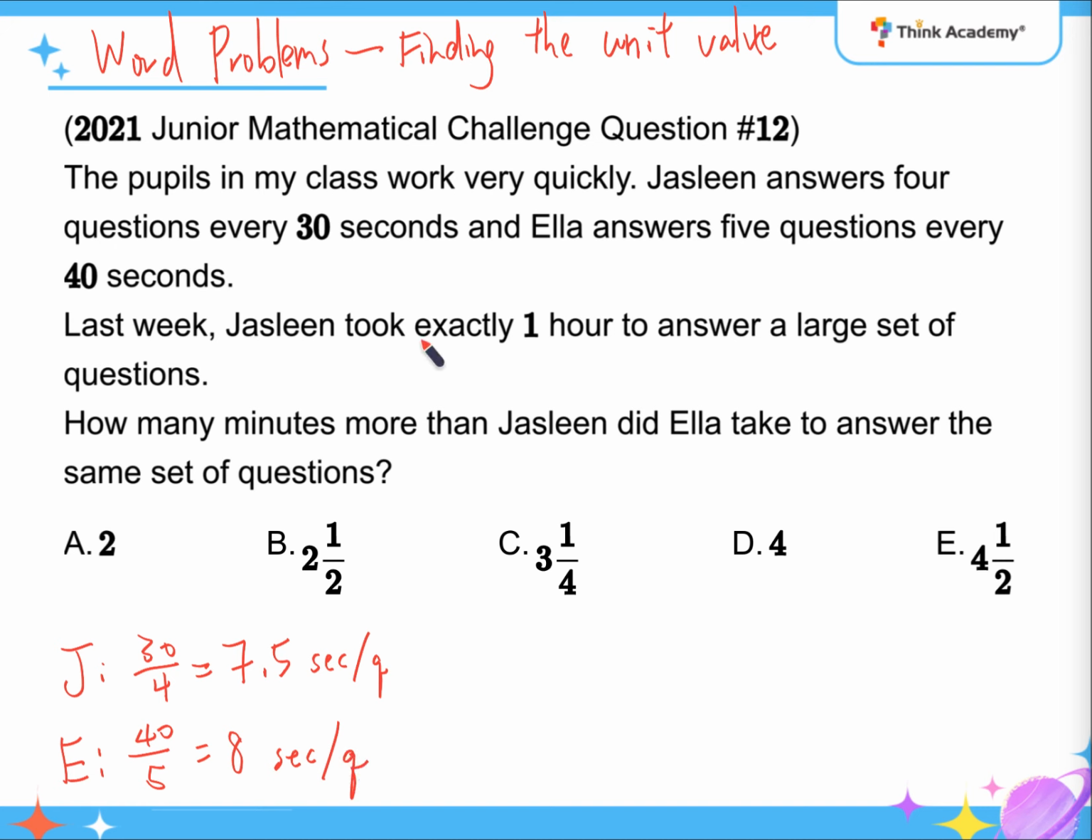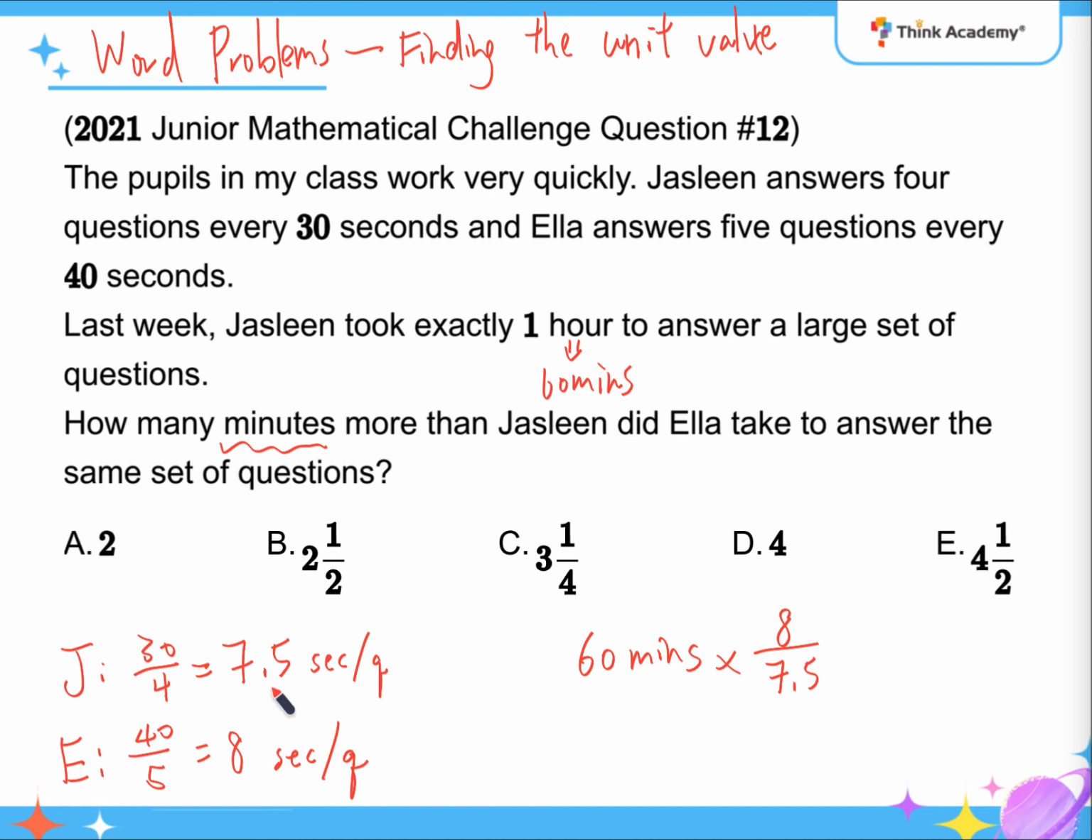Now, it says that Jaslyn took exactly 1 hour to answer a large set of questions. How many minutes more than Jaslyn did Ella take to answer the same set of questions? So if Jaslyn took exactly 1 hour, since we want the answer in minutes, we might want to convert hours into minutes first. And then, it means that the number of minutes that Ella is taking is going to be 8 over 7.5 times 60 minutes.